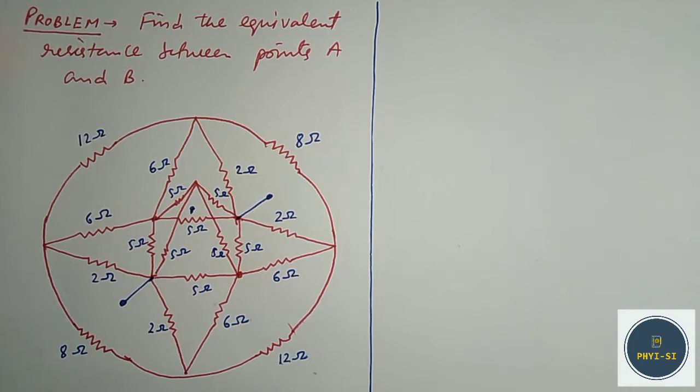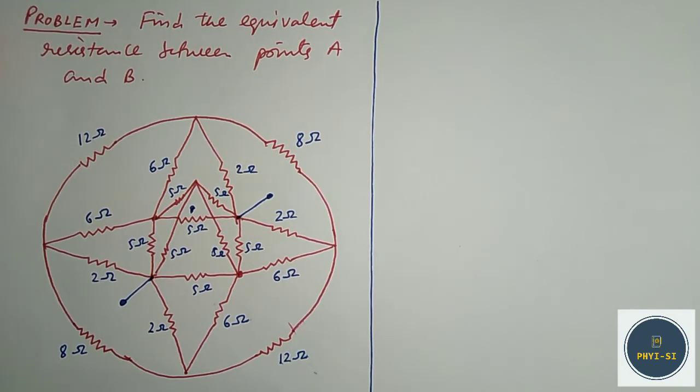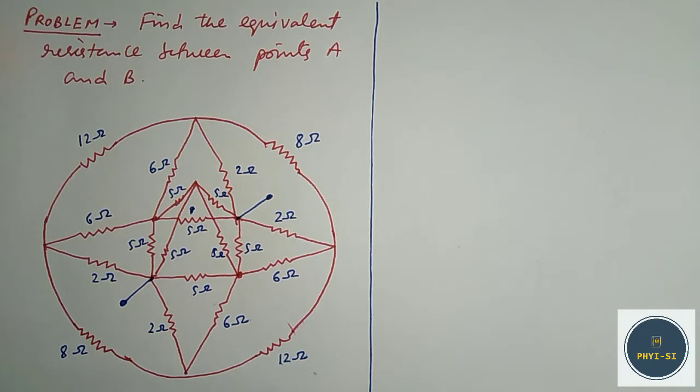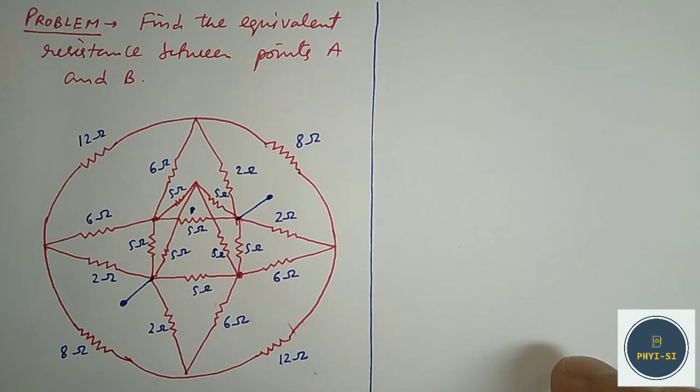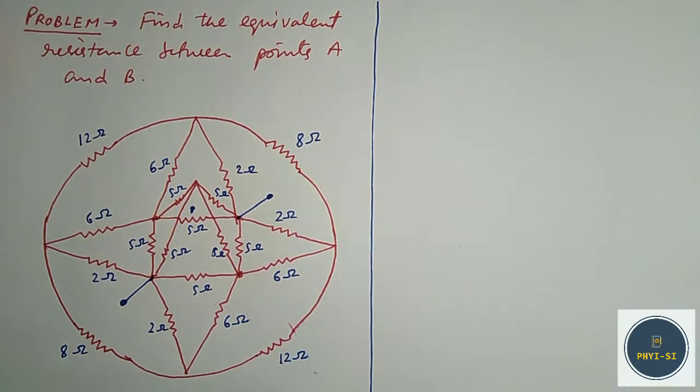Now you can see that it is not a typical series-parallel type of problem, and you can also see that the Wheatstone bridge condition is not applicable on this particular network. So for this we will apply the concept of symmetrical circuits to solve this problem. If you want to solve it before I do, just pause the video and you can try it yourself. And then after that you can see my solution.